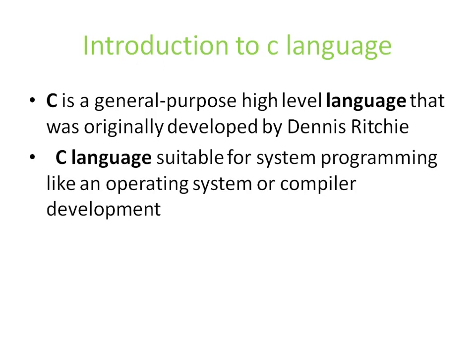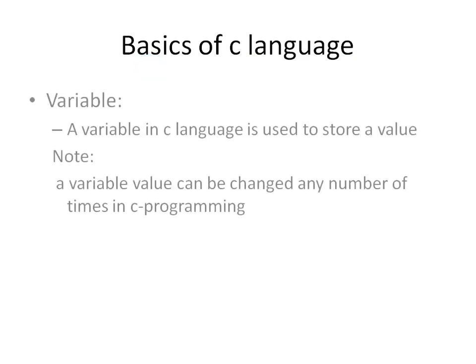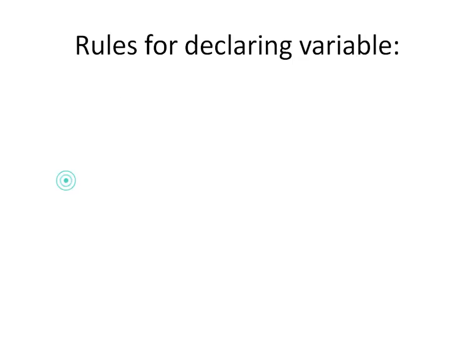C language is suitable for system programming, like to design an operating system or to develop a compiler. And in order to write code in C language, we need to learn some basics. So firstly, variable. A variable in C language is used to store a particular value, and to do some operations with that variable. And a variable value can be changed any number of times in the program.